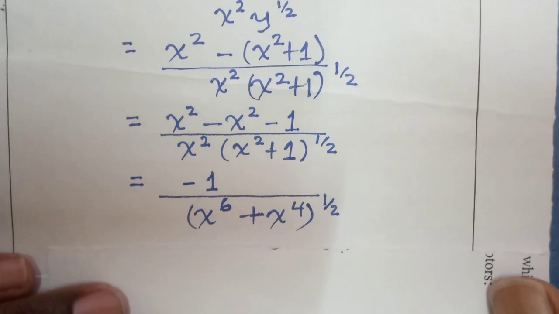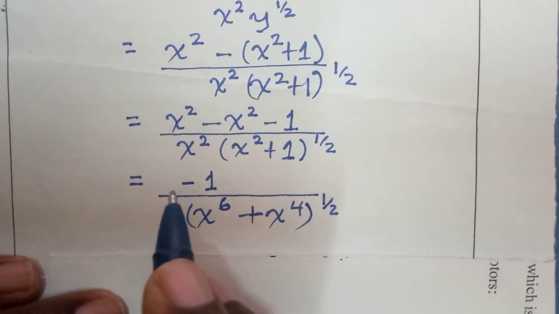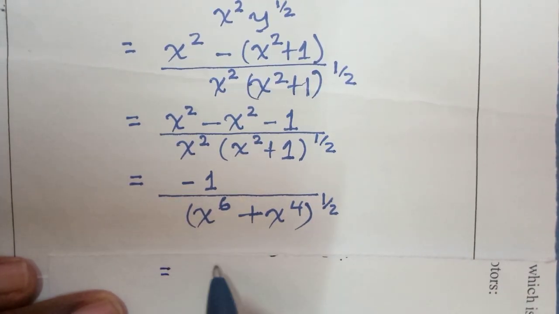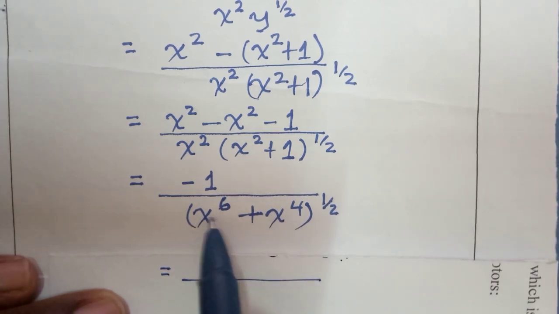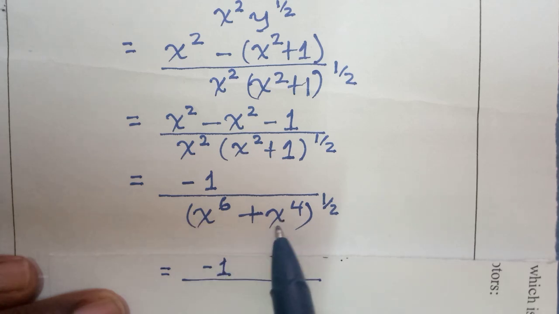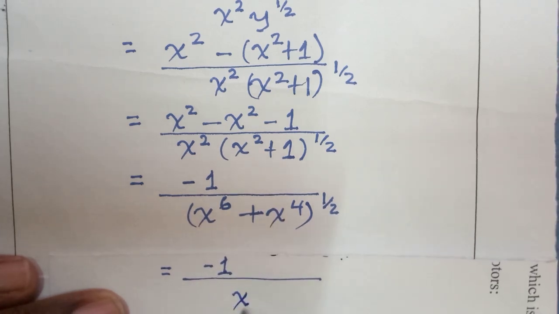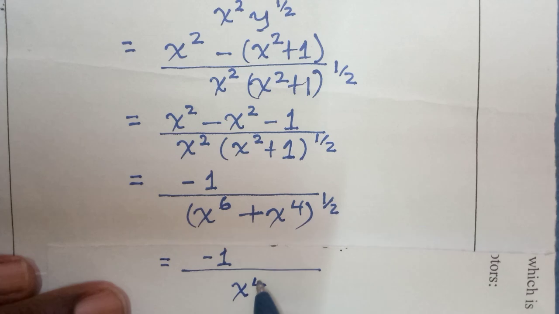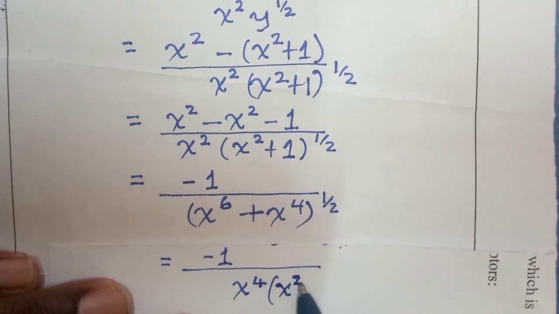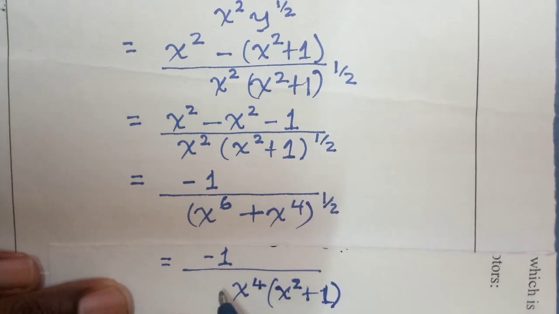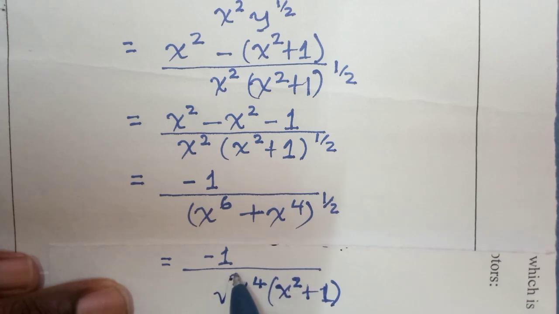Let's say guys, we have... I write it just as it is there, negative 1 all over. If I were to factor out, I can factor out x raised to 4, like that. And then I'm left with x squared plus 1, and all these are raised to a half. The whole of this is a square root.